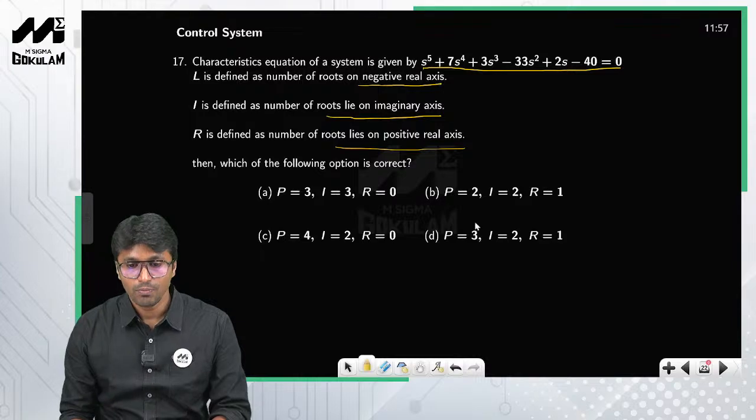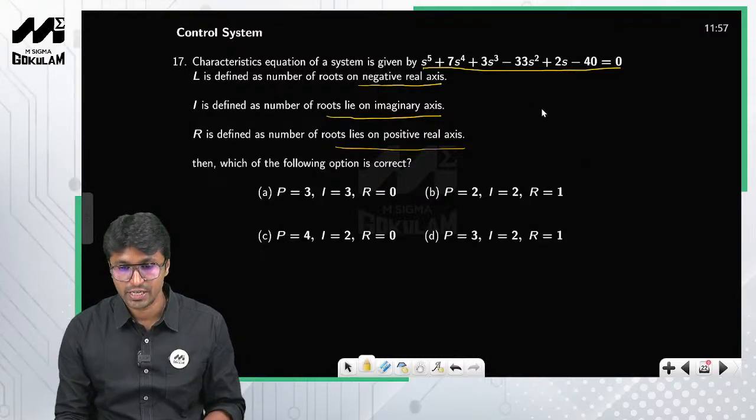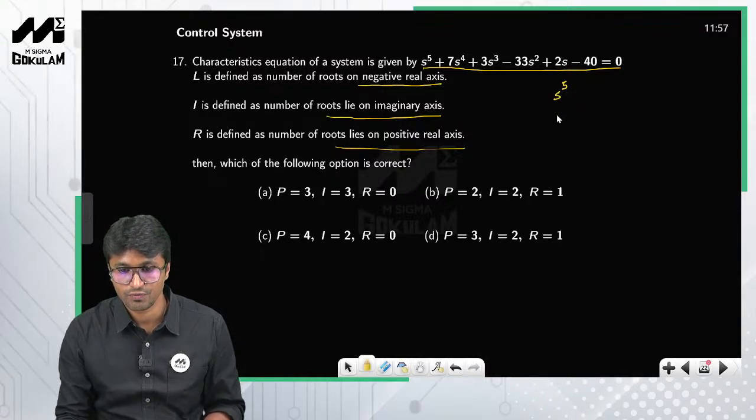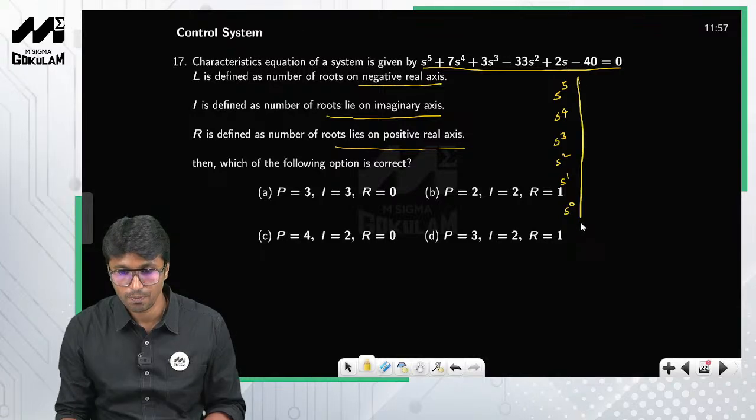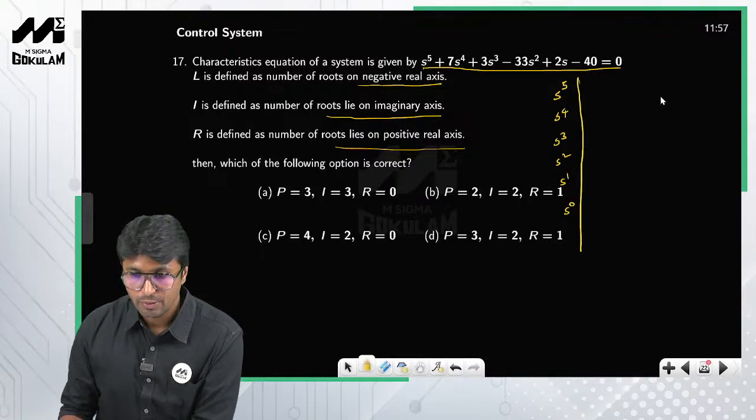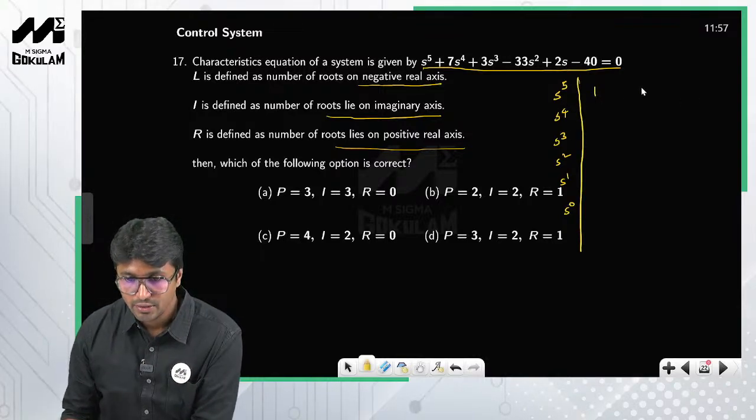Now this is your characteristic equation, so therefore I have to use the RH criteria. So I will first develop the Routh table: s raised to 5, s raised to 4, s raised to 3, s raised to 2, s raised to 1 and s raised to 0. What will be the entries in the first row? 1, 3, 2, right? And the entries in the second row? 7, minus 33 and minus 40, right?